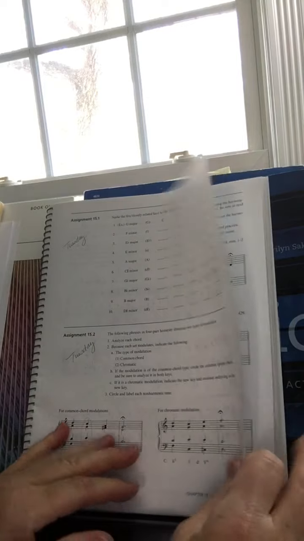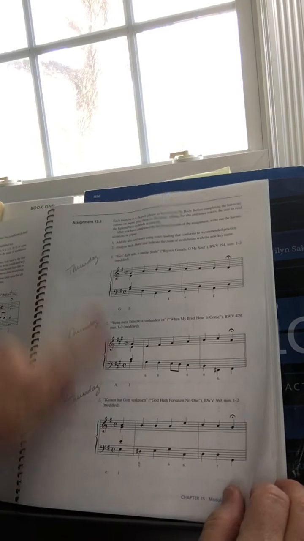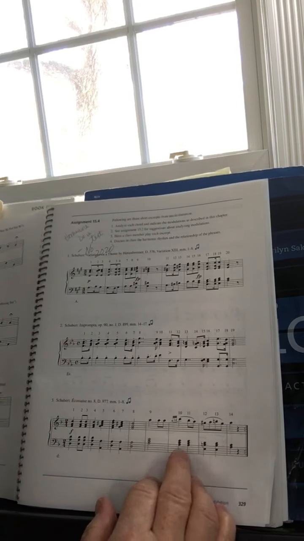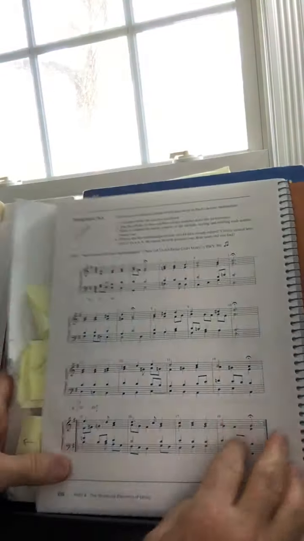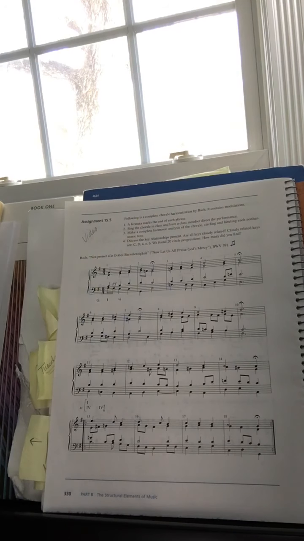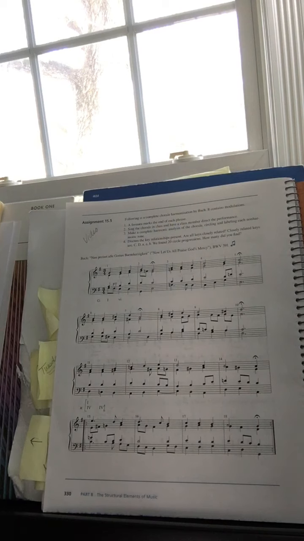So there is that. Then we're going to do this in class, this in class, this in class, this in class. We're not going to do this, we're not going to do this, and I'm doing this on the video. So 15.5, you're in G major. Let me play it for you first.